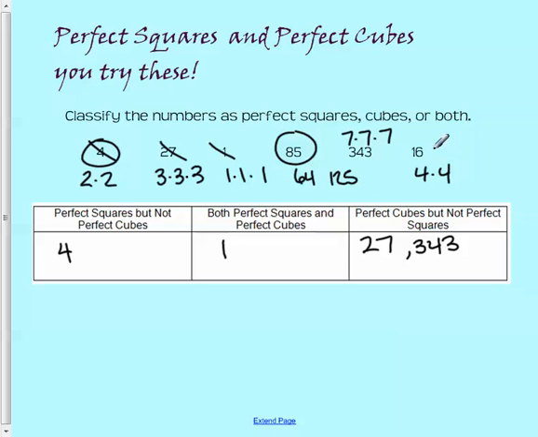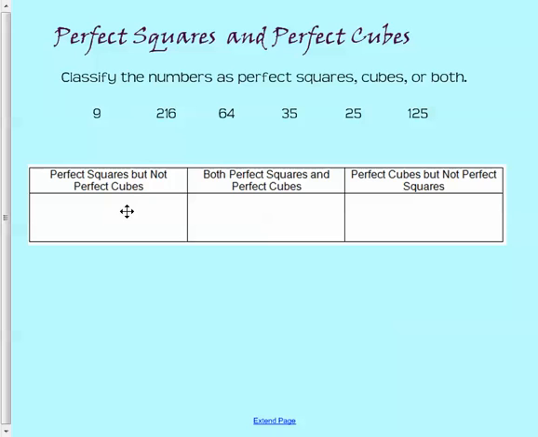But if we look at 16 and we take 2 and we cube it, that gives us 8, and 3 cubed gives us 27, and it fits in between there. So it is only a perfect square. All right, see what you can do with these. I'll be back in just a second to show you where they all fit.